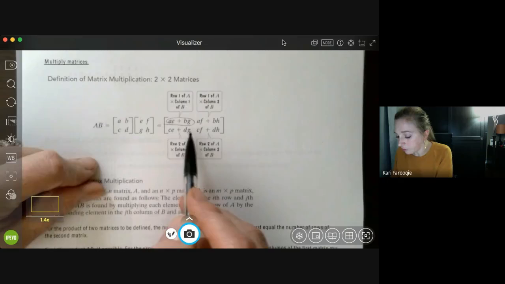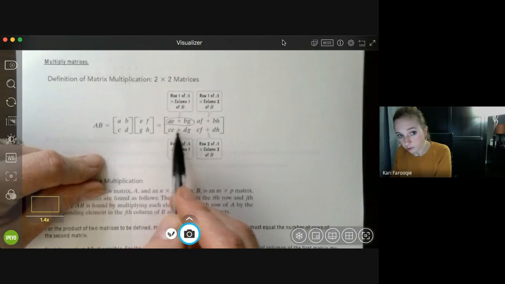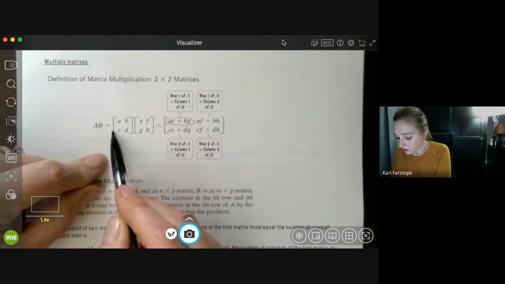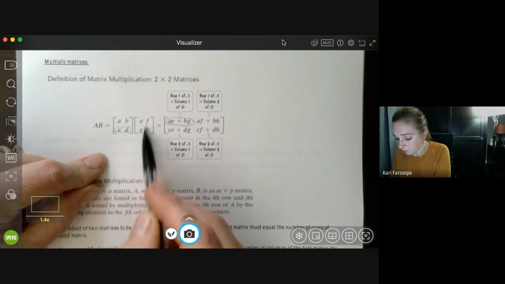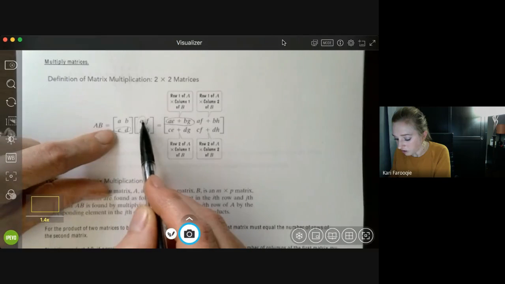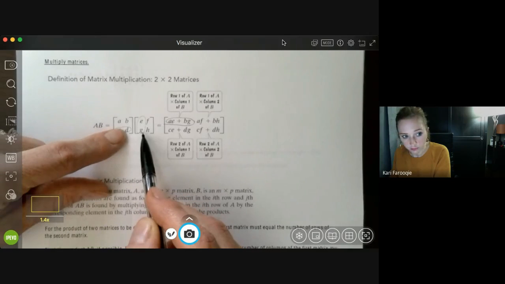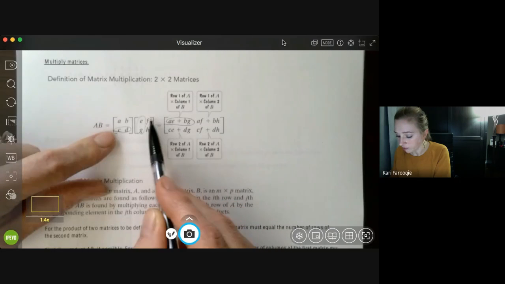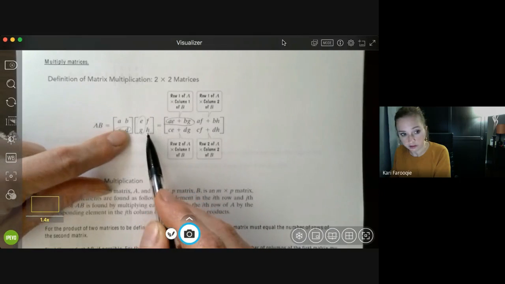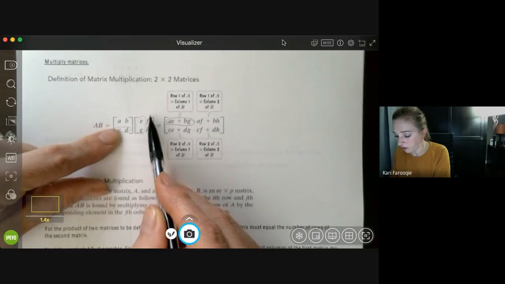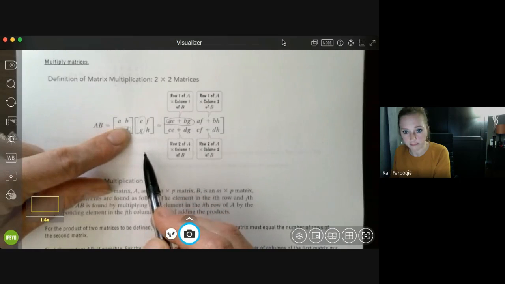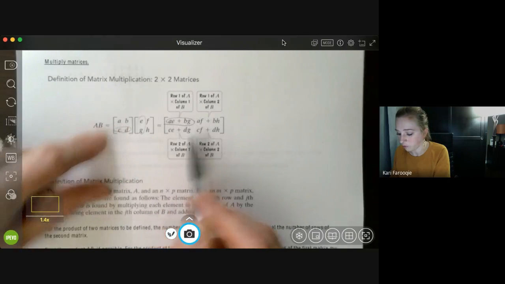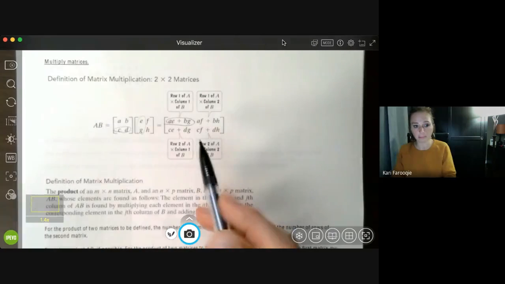Now, notice that when you go to the second row, first column, you're using the second row, first column. So same idea, C times E plus D times G. Second row, second column, C times F plus D times H. So as you're moving from left to right, you're going from top to bottom. And you're always using whatever row and column you're trying to find.